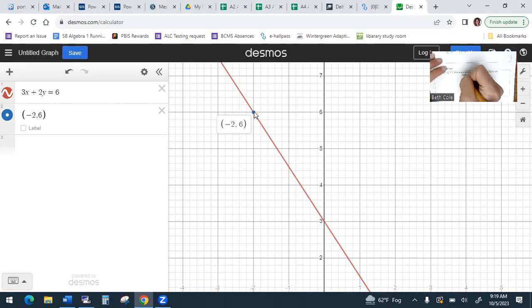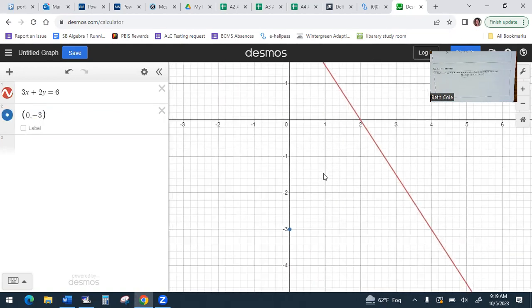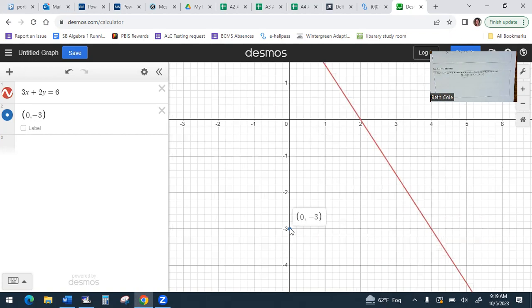What's the next one? 0, -3. Watch, I'm going to type this in. 0, -3. Now I have to move the graph around to find it. Here's 0, -3. Do you see that right there? Is that point on the line? No, we don't want that one. Exit out.